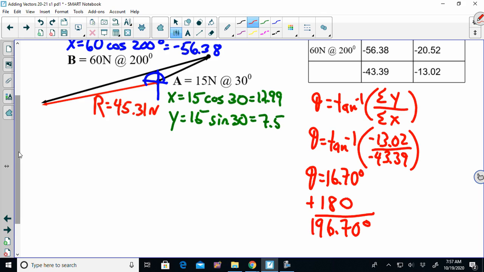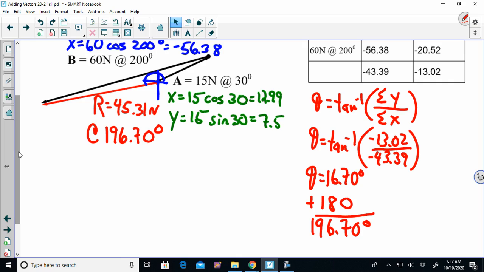196.70 degrees. So my final answer for the resultant vector, remember, it's got to have two parts, a magnitude and a direction. So the magnitude is 45.31 at 196.70 degrees. Okay, so I know that was pretty fast and I went through that quickly, but I wanted to get you all the steps and let you see it so that we can work on it from there. I'll have to do a little pause on my recording.